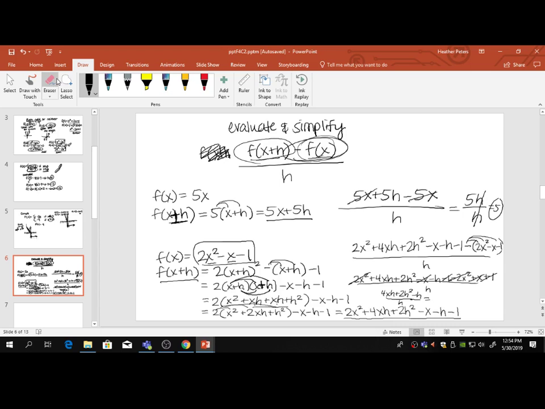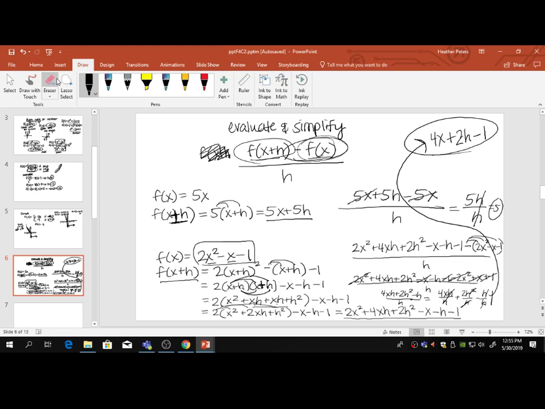And if I break those down into their own fractions, I have 4xh over h plus 2h squared over h minus h over h. Well, that one, the h's will cancel, leaving you, I'm going to write this up here, with just 4x. And then here, h squared over h, one of those h's will cancel, so I'm just left with 2h. And then here, h over h is just, anything divided by itself is just 1. So I have minus 1. And that would be your answer.